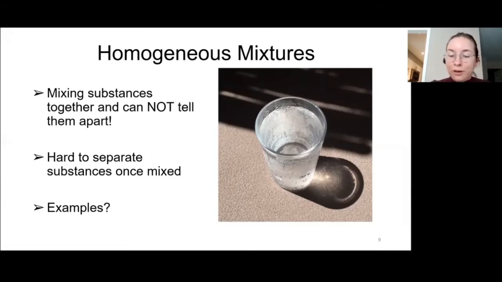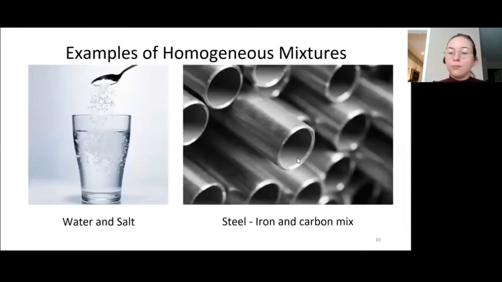So now that we've gone over this, I want you to once again pause the video and try to brainstorm some ideas of homogeneous mixtures on your own. So here's what I thought of. When you mix salt with water, you'll no longer be able to see the salt particles anymore, as long as you don't add too much to the water.